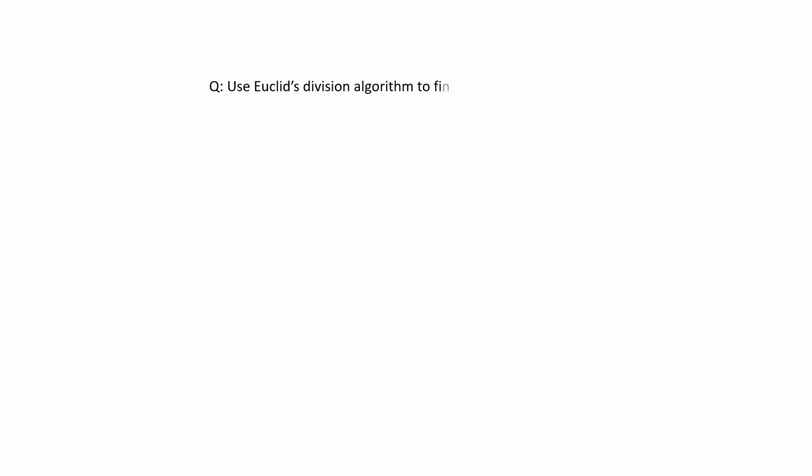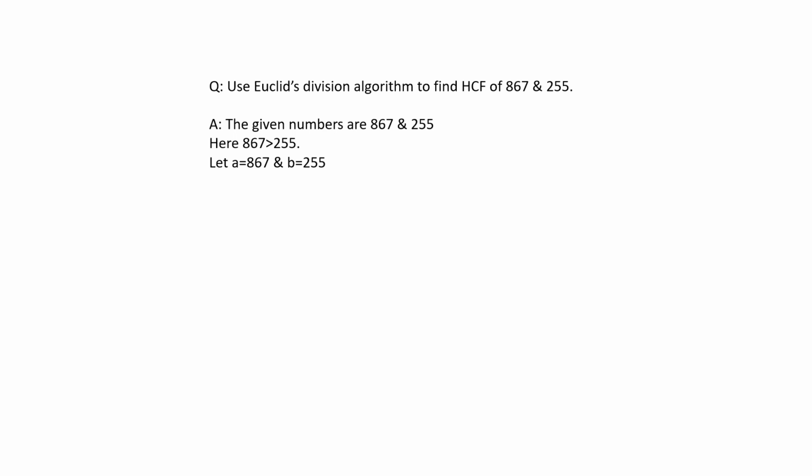The first question states, use Euclid's division algorithm to find HCF of 867 and 255. The given numbers are 867 and 255. Here 867 is greater than 255. Let a equals 867 and b equals 255.